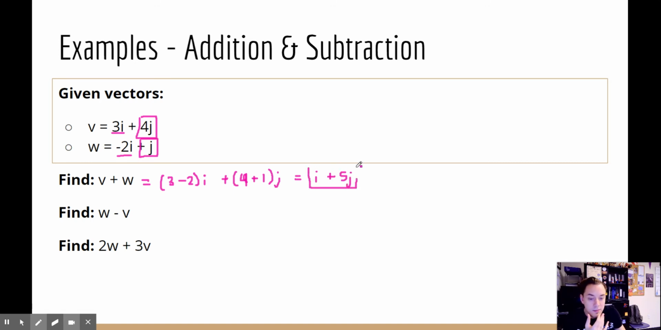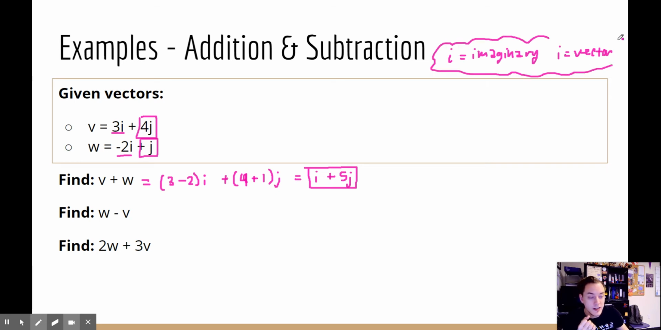Notice my i's, I'm not usually doing a curly tail on them because that's how I do my imaginary numbers. I just want to let you guys know that's how I write it. The i just means vector. I learned how to do that in college because when I had to do imaginary numbers with vectors, I kind of got confused. So for me, my straight i is a vector and my curly i is imaginary. So maybe you want to adopt that as well. But that's how you do it. That's how you add them.